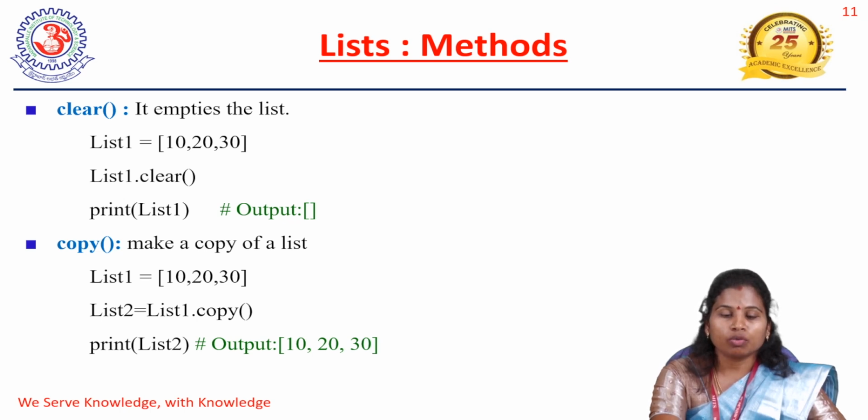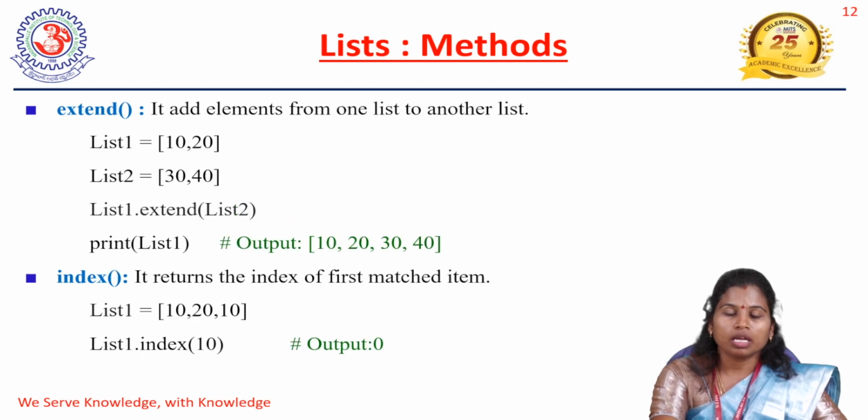Now if you want to print the list2 elements, it will print the same list elements, because list1 elements are already copied to list2. So list2 will contain 10, 20, 30. Because of this print function, we got the output on the screen as 10, 20, 30.